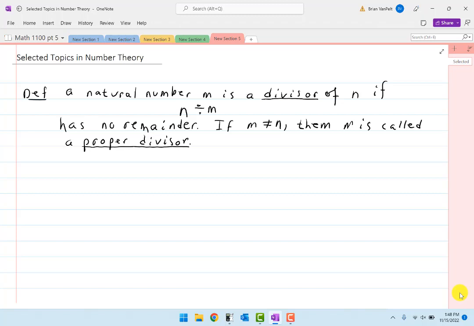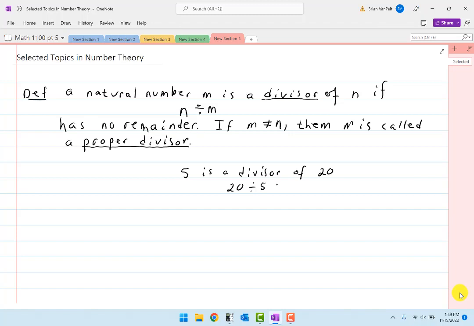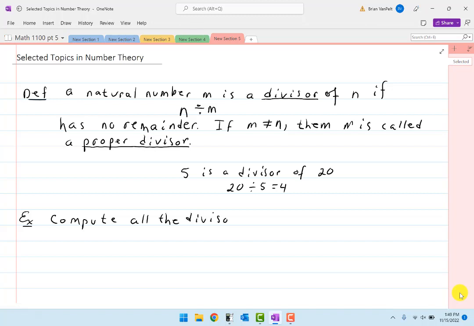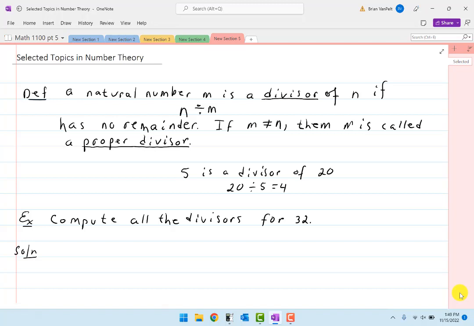So really quickly, 5 is a divisor of 20 because 20 divided by 5 equals 4, has no remainder. As an example, let's compute all the divisors for 32. Now in this problem, I'm not asking you for all the prime factors or anything like that. I'm asking you for all the possible factors.